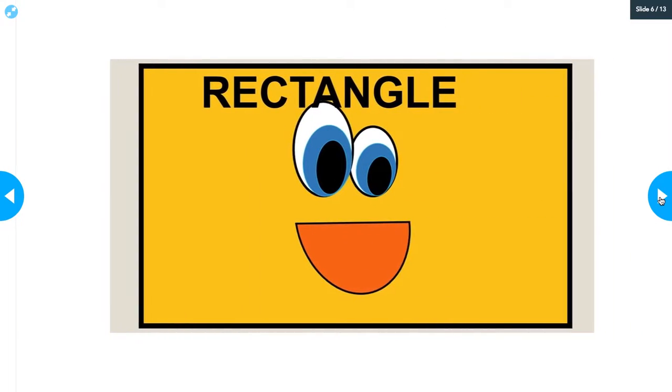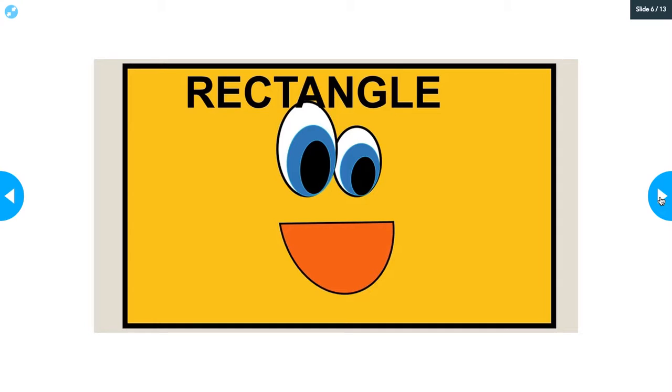On the next slide is a rectangle. Now, the students might be a little bit confused, so you need to explain to them that a rectangle and a square are very similar. But a rectangle is different from a square because its 2 opposite sides are equal. All 4 sides are not the same. Please show the class that this side and this side are longer than this side and this side.